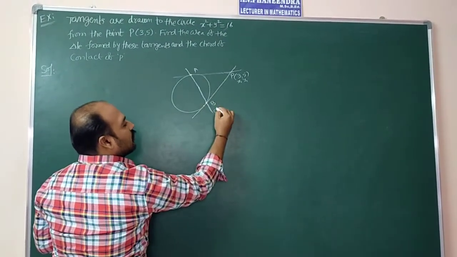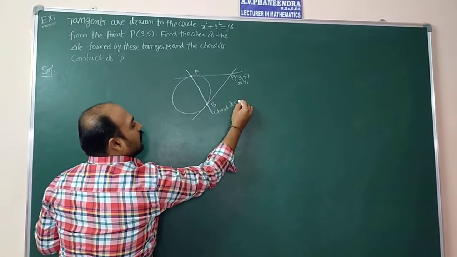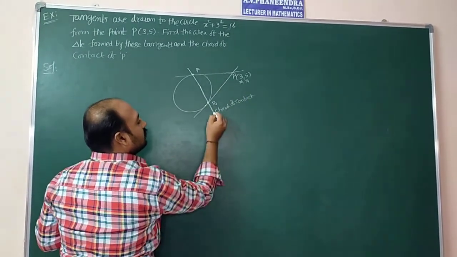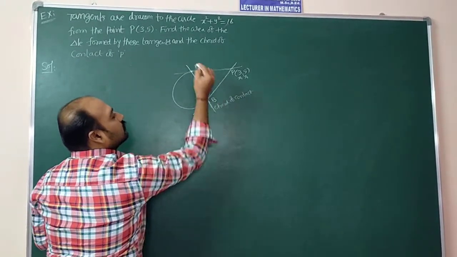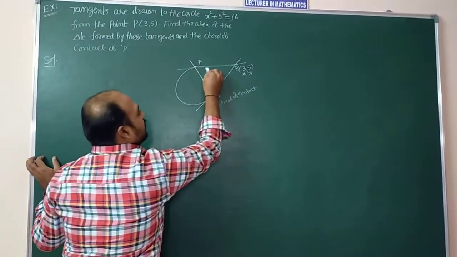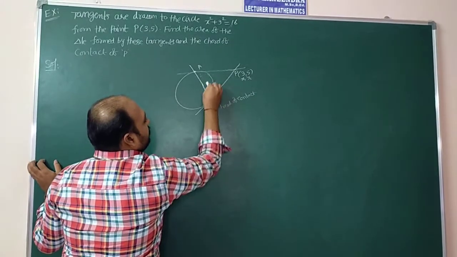Join of these two, this is the chord of contact. This area we are going to calculate now. This is the shaded region. This shaded region we are calculating now.